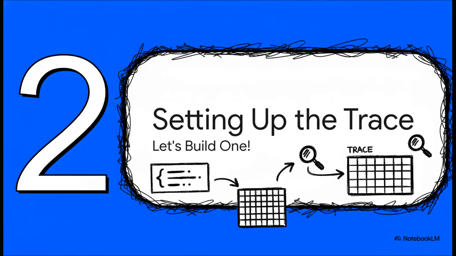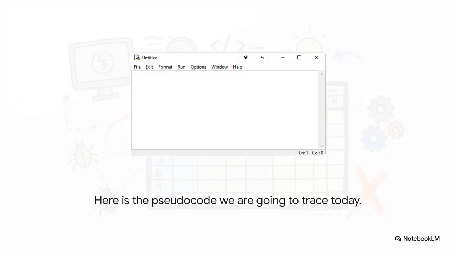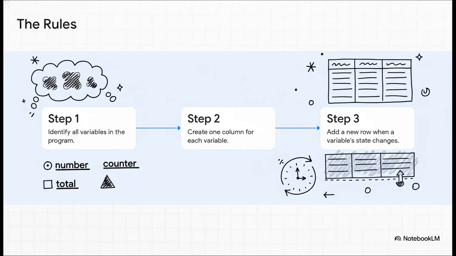All right, that's enough theory. Let's actually build one. We're going to set up and run a trace on a piece of pseudocode together, right now. So here's the code we'll be tracing. It's a pretty simple algorithm. It just takes a number from a user, and then it uses a for loop to calculate some final total. Our mission, should we choose to accept it, is to trace its execution from the very beginning to the very end. Now, the process follows three really simple rules.